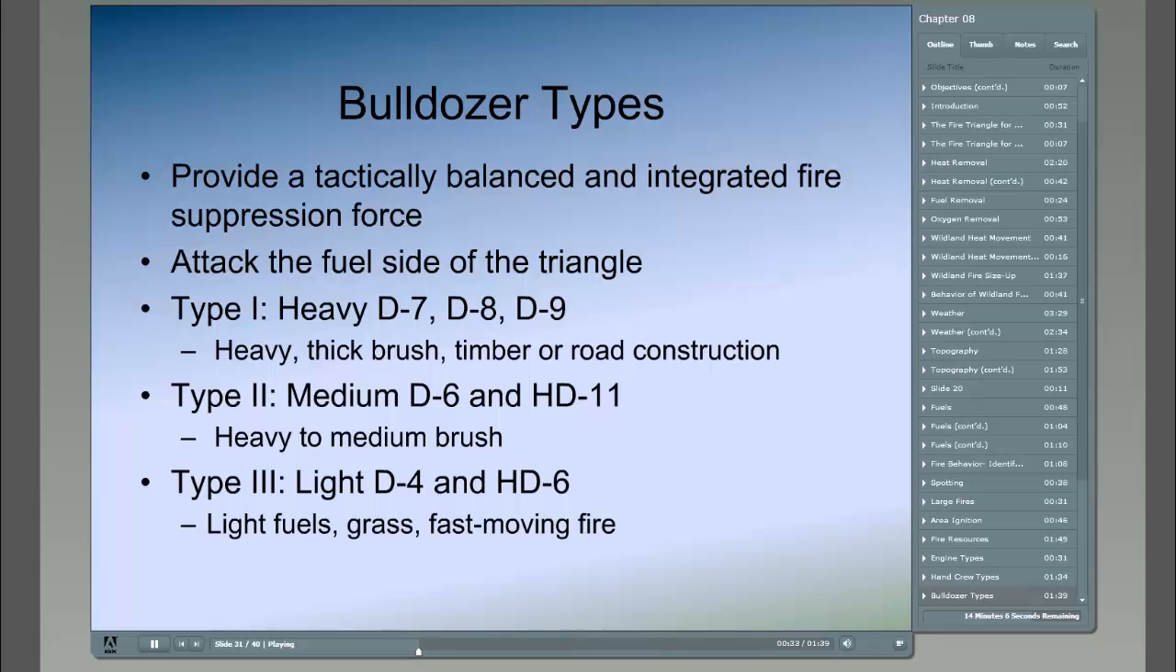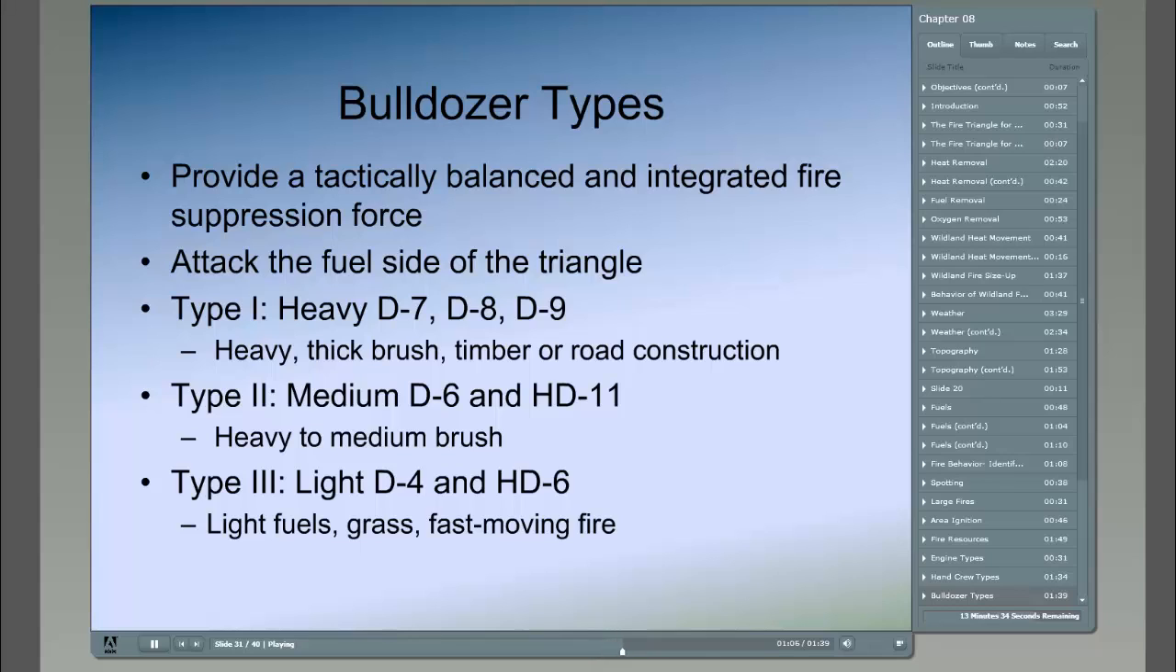Bulldozers are typed into three broad classifications. Type 1 is a D7, D8, or D9: heavy, for thick brush, timber, or road construction. Type 2 bulldozer, medium, D6 and D11: heavy to medium brush. Type 3, light, D4 and D6. These are for light fuels, grass, and fast-moving fire.